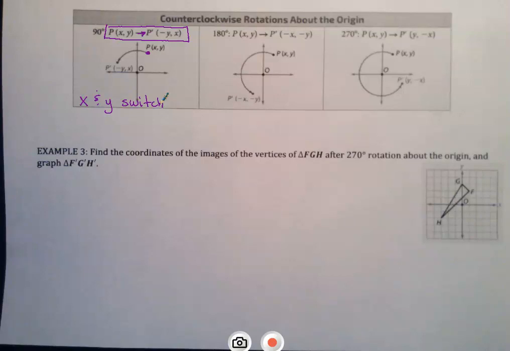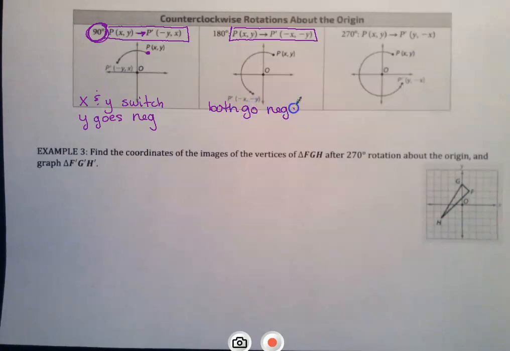Y goes negative. All right, and Y goes negative. Again, this is a 90-degree turn. Okay, what happens to our coordinates in a 180-degree turn? They both go negative. Do any of them switch? No. Okay, so they both go negative.